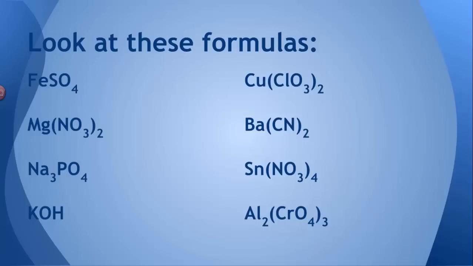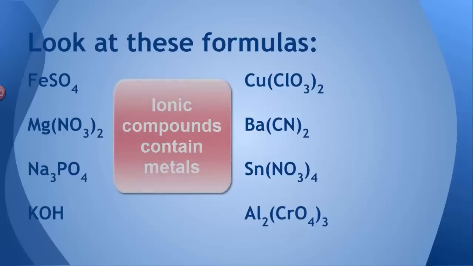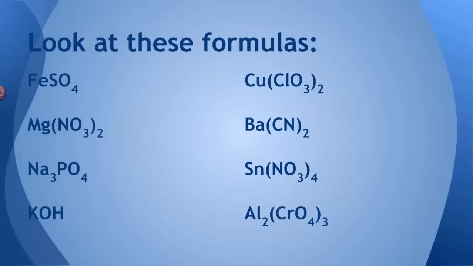I want you to look at these. If someone were to ask you, are these ionic compounds? Your answer should be yes. Even though they don't look like the compounds we've been working with, the key to understanding whether or not something is an ionic compound is, does it contain a metal? All of these contain a metal. Iron, magnesium, sodium, potassium, copper, barium, tin, and aluminum are all metals. These are all ionic compounds.